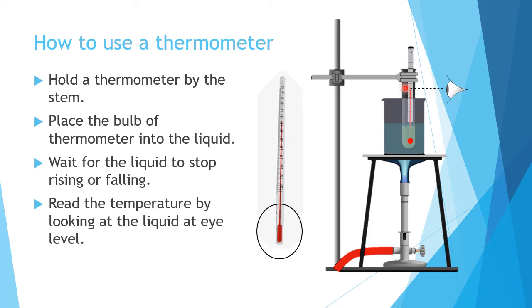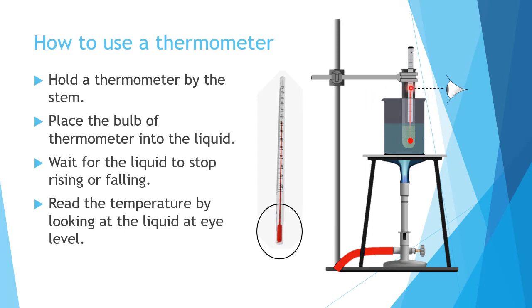Bila berhenti, baru that's where you can read it. And then you read the temperature by looking at the liquid at eye level. So that means kamu mesti sebaris dengan the liquid when you want to read it. So on here, you can see the eye. Yes, sebaris with where the alcohol level itu stops.